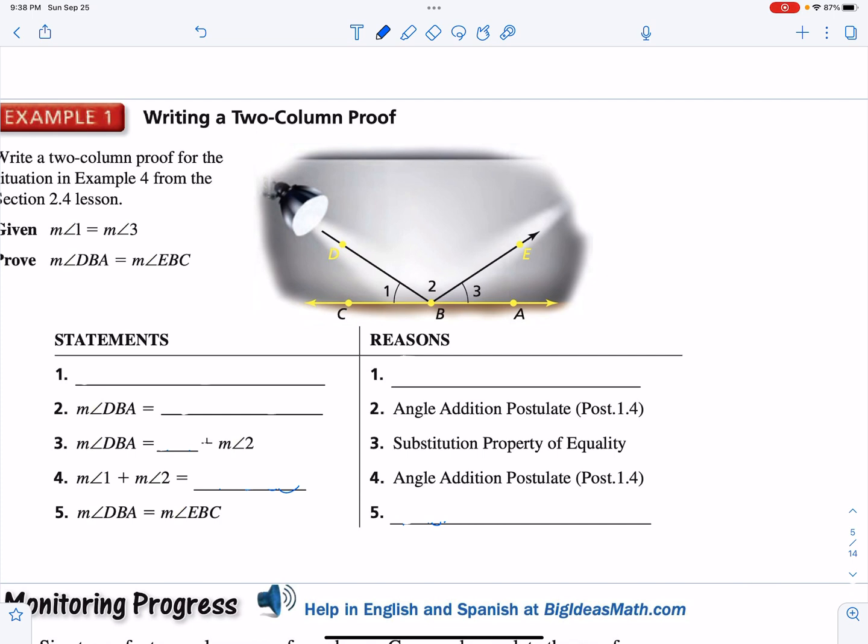So the given statement right there, you can see, is the measure of angle 1 is equal to the measure of angle 3. And the first reason is always going to be given.